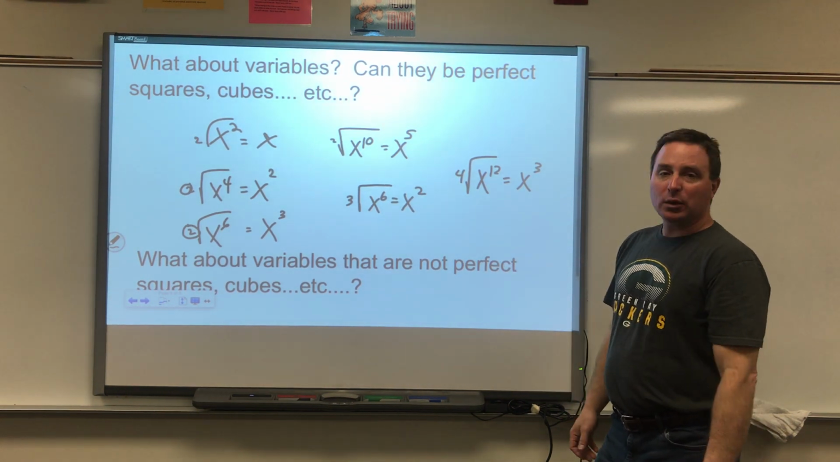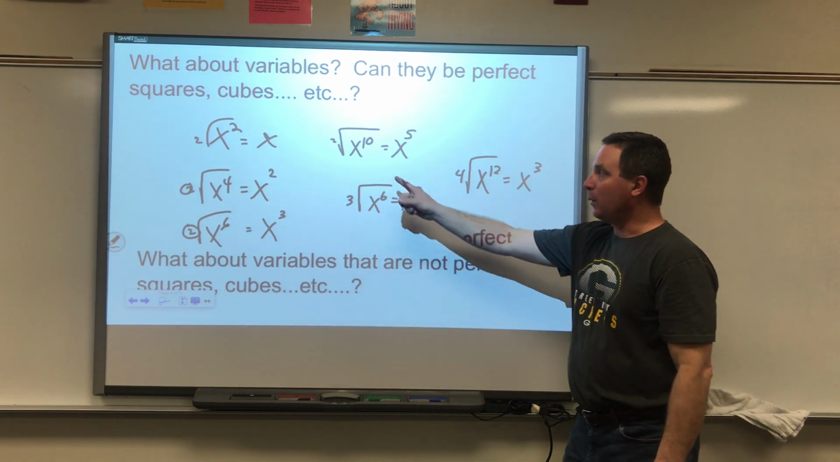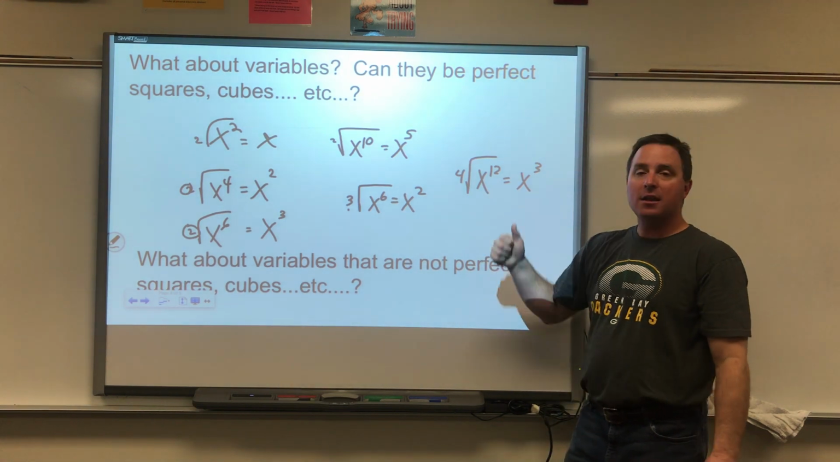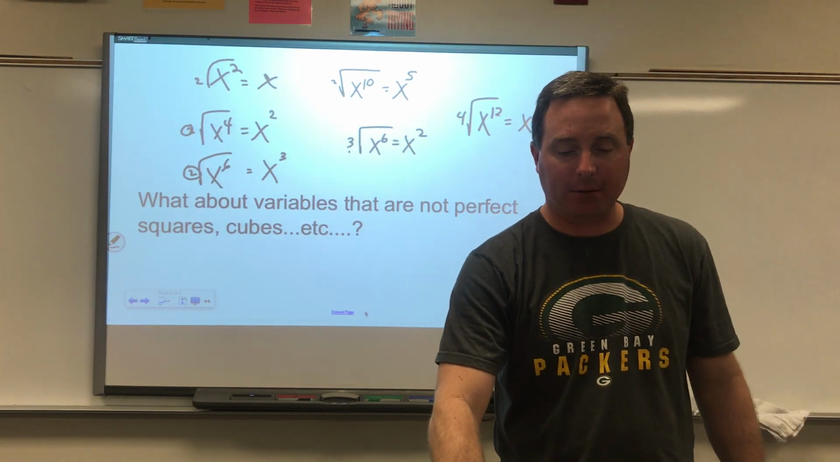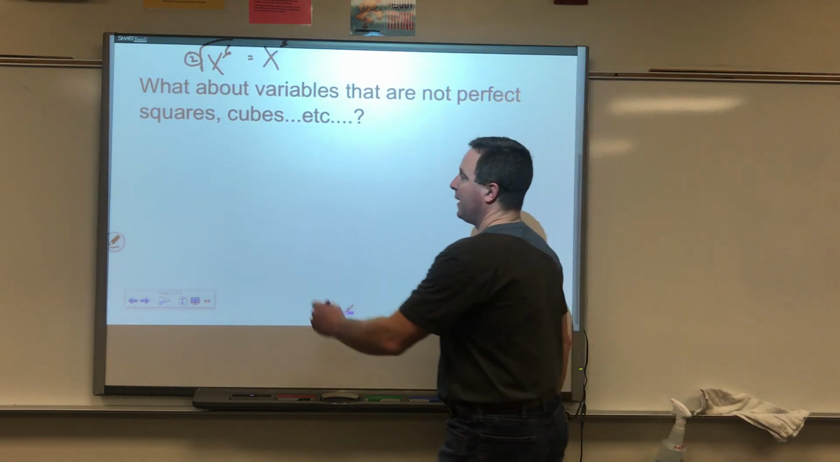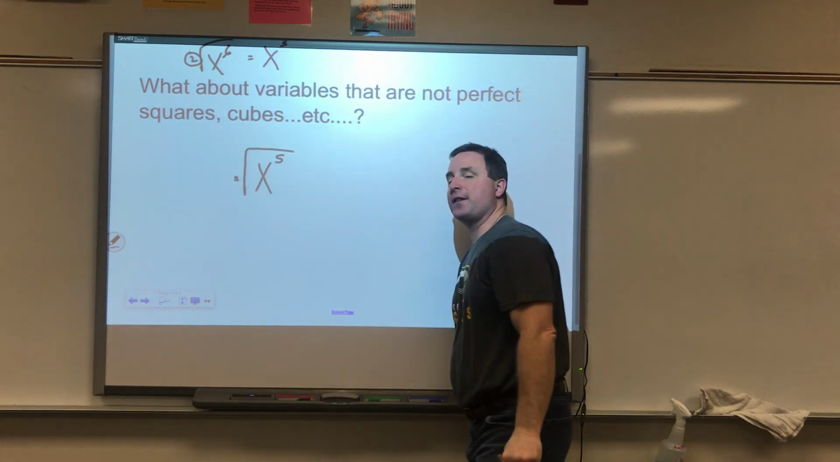Okay? And I think most of the time what we've seen when we had those, they divided evenly. If it was a perfect square, it divided by 2 evenly. A cube, it divided by 3 evenly. A fourth, it divided by 4 evenly. But down here at the bottom it says, what if they're not perfect cubes or squares or fourths or whatever? Okay? What if I had this one? And I wanted the square root of x to the 5th.